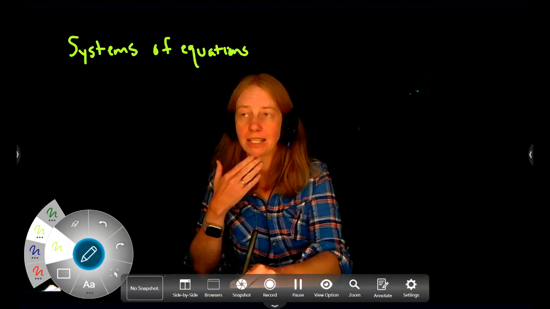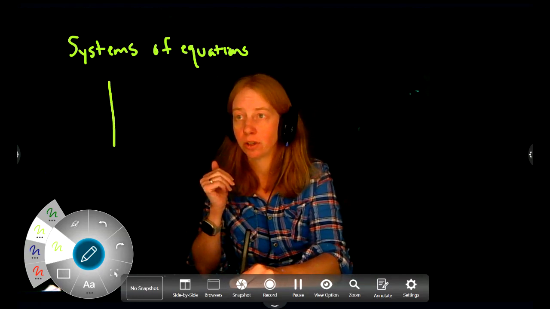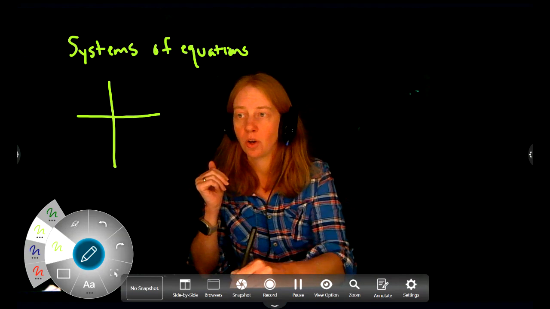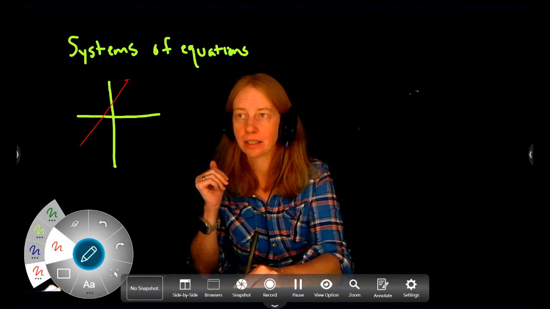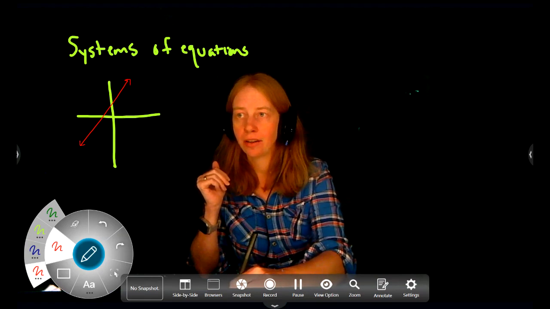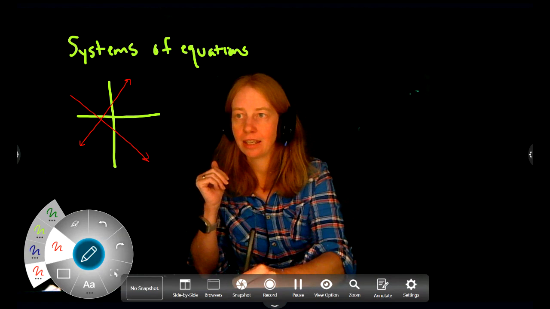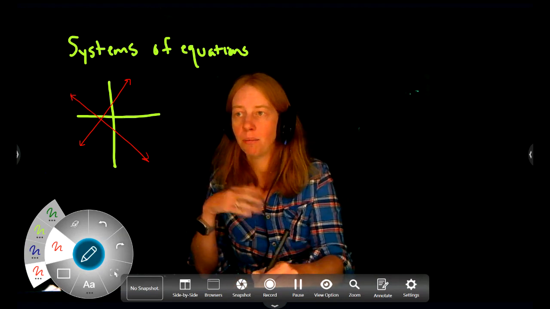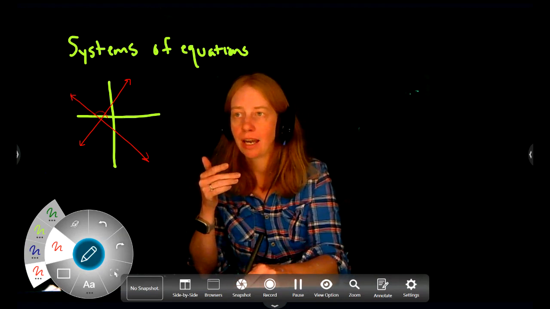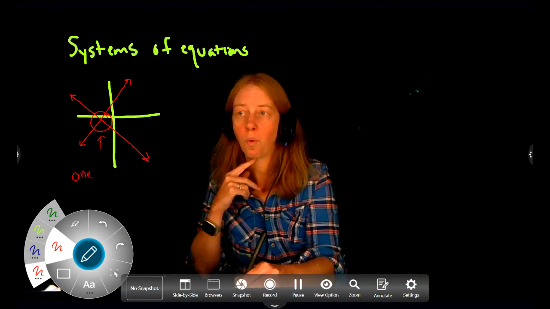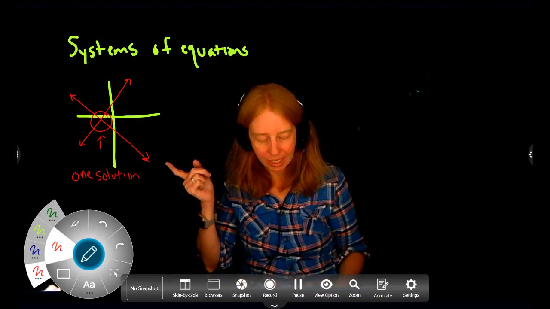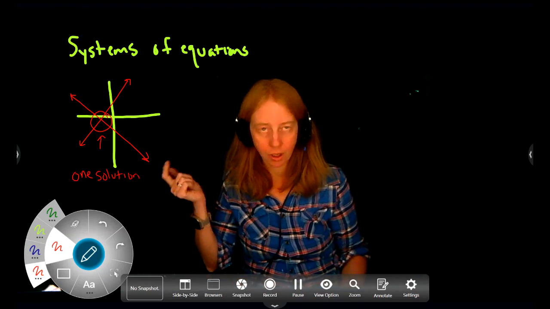So I'm going to give you 3 examples here of things you might encounter. The first example is, what if you had a line like this, okay? And then you had another line like this. This is going to be our most common example here. And the solution of the equations is right here where they meet. We would say that this system has one solution, because there is exactly one place that it meets.